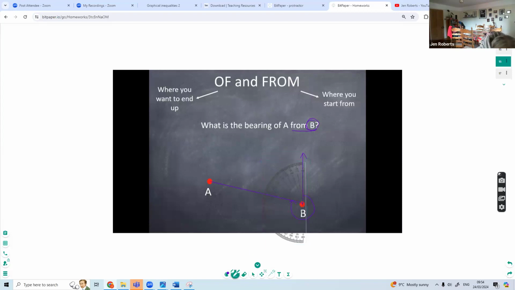So our inside angle, 75 degrees. Angles around a point add up to 360. 360 take away 75 gives us this angle here, 285. So that's our bearing, 285 degrees.